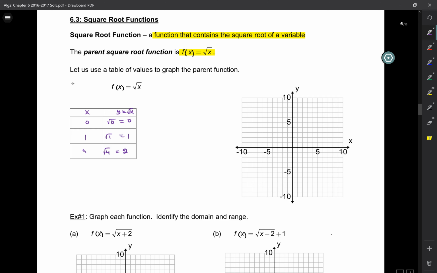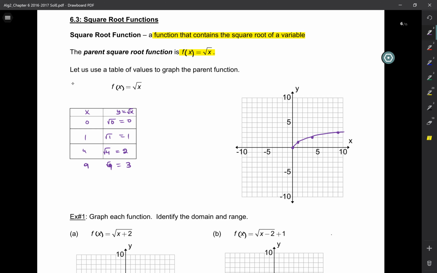And I can put another one. What's the next one? 9. And root 9 would be 3. So when x is 0, y is 0. When x is 1, y is 1. When x is 4, y is 2. And when x is 9, we finally make it up to 3. And this looks like that.